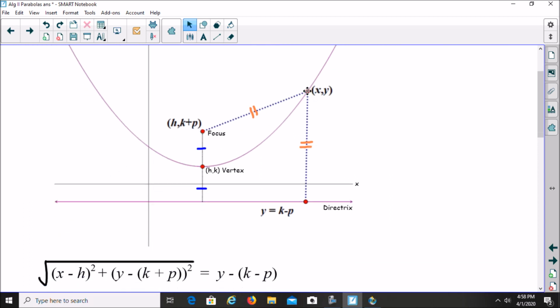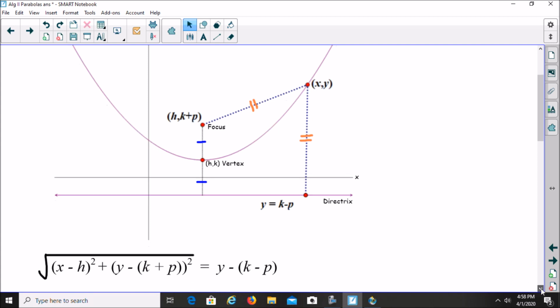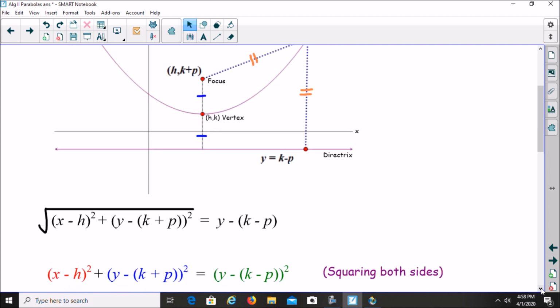In order to find the distance x comma y is from h comma k plus p, we'll have to use the distance formula, which is what we've done to the left-hand side of this equation. To find the distance x comma y is to the directrix, we would subtract the y coordinates, so y minus the quantity k minus p. If I square both sides, I'll get rid of the square root on the left-hand side, but we'll pick up a square on the right-hand side.